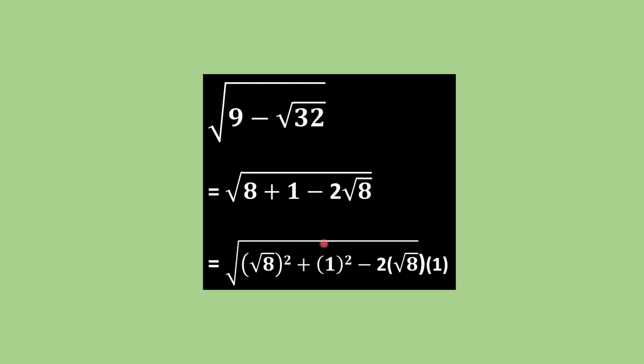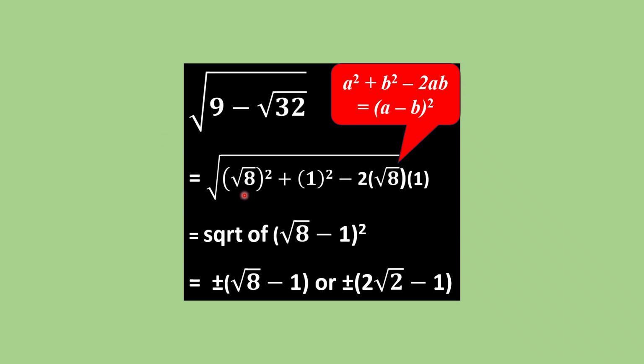So we are getting square root of root 8 whole square plus 1 whole square minus 2 into root 8 into 1. So 9 we wrote as 8 plus 1. Root 32 we wrote as 2 root 8. And 8 we are writing as root 8 whole square, 1 as 1 whole square, and 2 root 8 as 2 into root 8 into 1. So the expression under root is root 8 whole square plus 1 whole square minus 2 root 8 into 1.